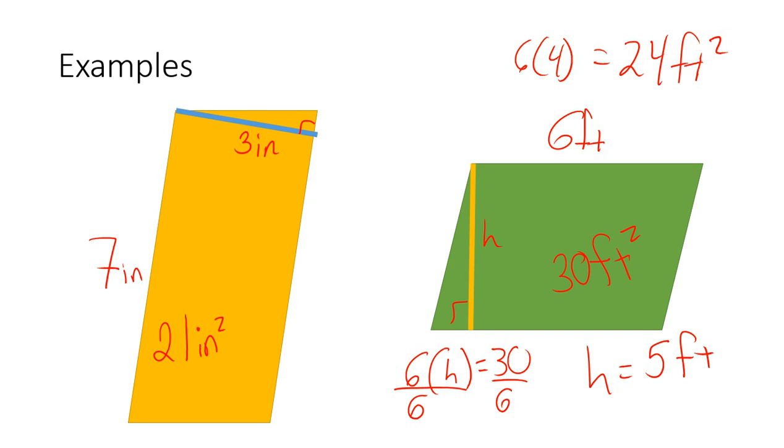Fairly straightforward, fairly simple. So your homework from this section is 419, numbers 1 through 27 all.